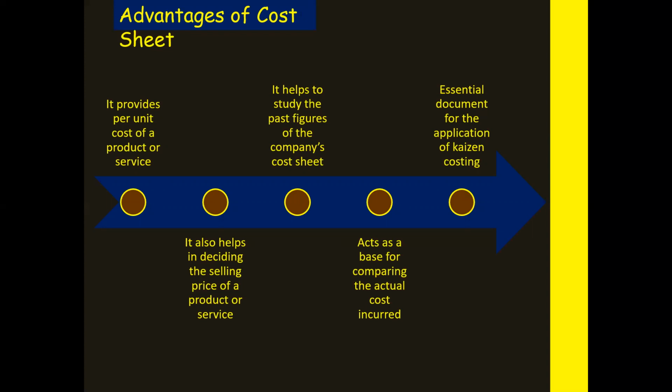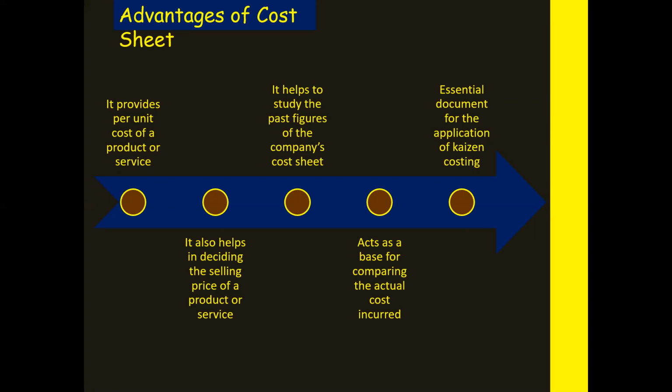The preparation of a cost statement is an essential document for the application of cost costing in the business. A cost sheet provides for the adjustment of the opening and closing stocks of raw material, work in progress, and finished goods. So we have already seen in objectives and importance as well that it can help us determine the total cost and the cost per unit. It helps us to fix the selling price.